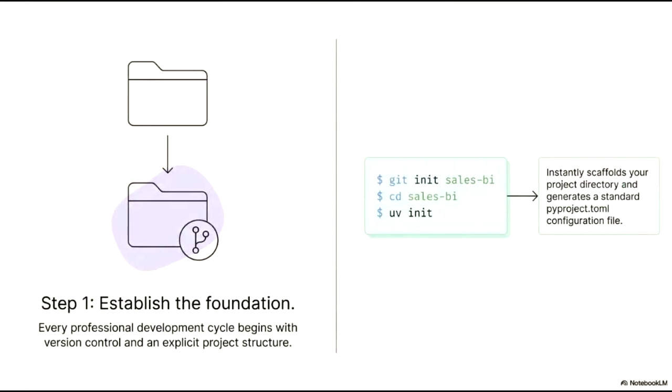Establishing a solid foundation is the critical first step in any professional development cycle. This phase prioritizes two key elements: implementing version control and defining an explicit project structure. By executing these terminal commands, starting with initializing a Git repository and followed by the uv init command, we instantly scaffold the project directory. This process automatically generates a standard pyproject.toml configuration file, ensuring that our development environment is organized, reproducible, and ready for collaboration from the very beginning.